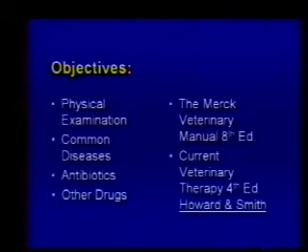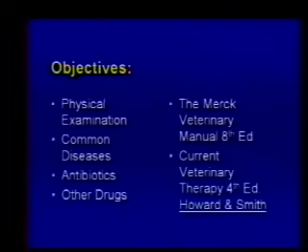My objectives for this lecture include to review with you the physical examination of the bovine ruminant, discuss some common diseases, some antibiotics, where do they work, how would we use antibiotics, for example, in the respiratory problems versus problems of the reproductive tract, and also discuss other drugs such as anti-inflammatory agents. So physical examination, common diseases, use of antibiotics, and then of course the use of other drugs.